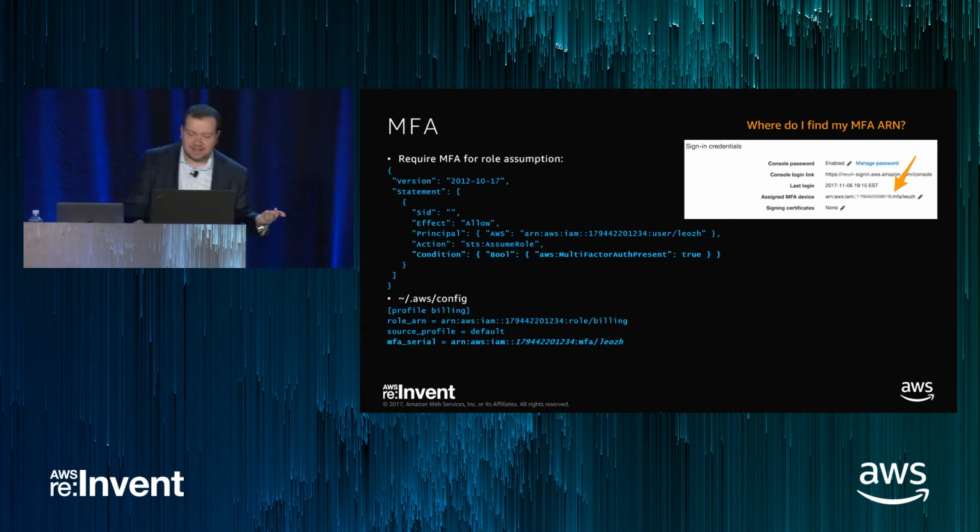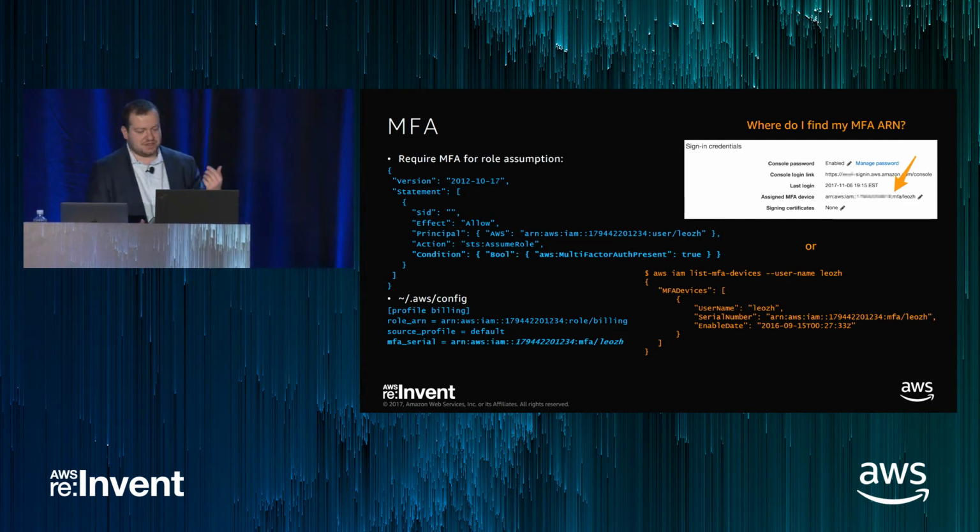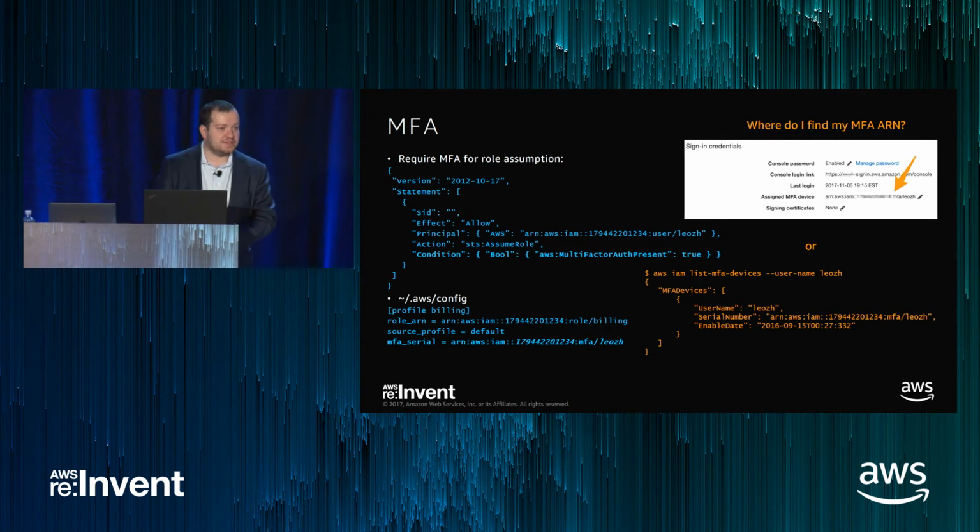Or since this is a CLI talk, you don't want to do this through the web console, you can use this command. So iam list-mfa-devices, and then you put the user, and then it gives you the serial number of your MFA token.